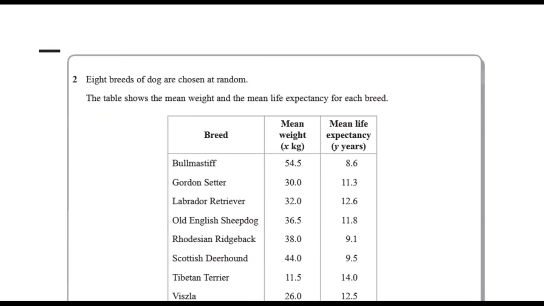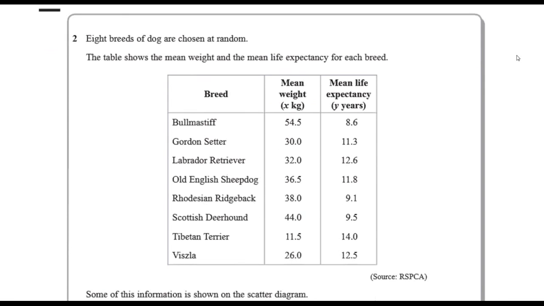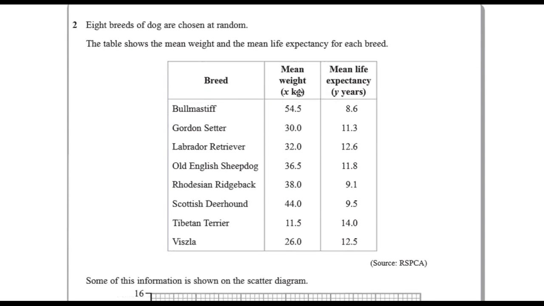8 breeds of dogs are chosen at random. Okay, now let's look at what is represented. We have mean weights, so we have mean weight represented by X, and that's in kilograms. Sorry about that box, a little bit dodgy. Okay, so weight is X.